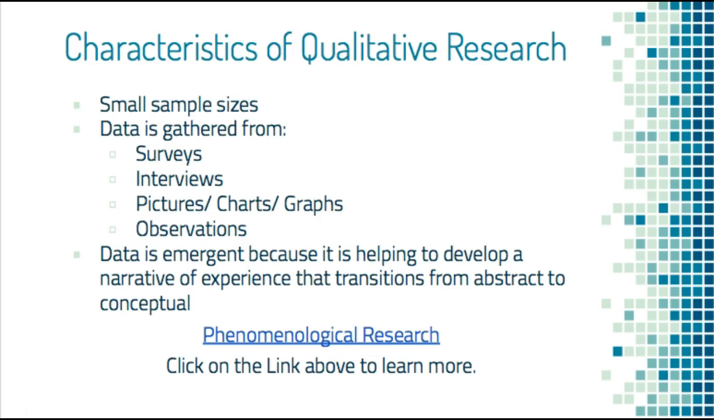Listed here are some of the characteristics of qualitative research. In qualitative research, there are small sample sizes. Data is usually gathered from surveys, interviews, pictures, charts and graphs, and observations, and is non-quantitative data. Data is considered emergent because it is helping to develop a narrative of experience that transitions us from an abstract understanding to a conceptual.